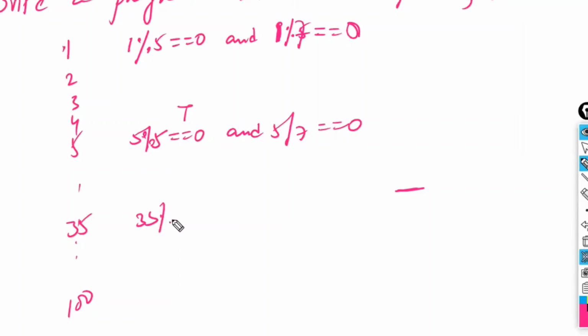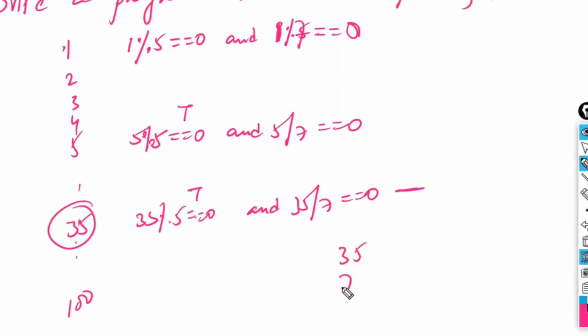35 divisible by 5 is equal to 0, which means the condition is true. And the same 35 divisible by 7 is equal to 0, so it is also satisfied. This is the first number which satisfies both the conditions. So I want 35 and the second number as 70. These are the only two numbers which satisfy my condition.